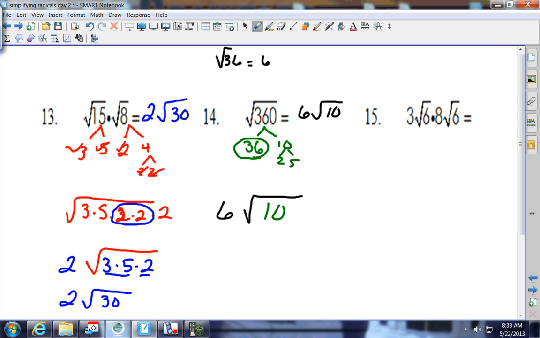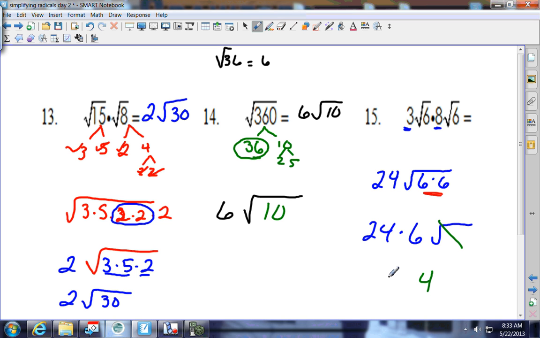Okay, number 15. Multiply what's on the outside. That's 24 square root 6 times 6. Well, those are partners, so I'm going to bring it out. So I have 24 times 6, but nothing in the square root sign, so that just goes away. So now my answer is 24 times 6, which is 144, I think. What is that? Oh gosh, let's do it like this. Let's go back old school. 4 and a 2, 12, 13, 14. Yep, 144. So the answer is 144.